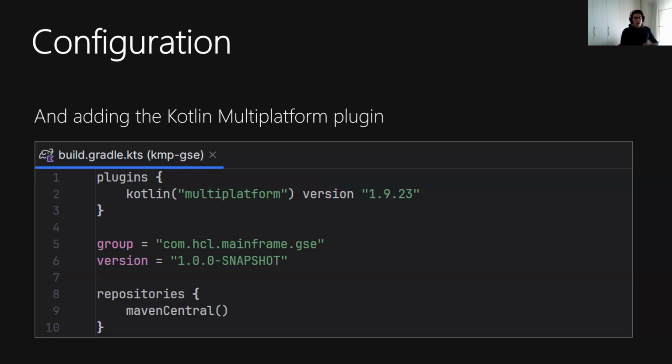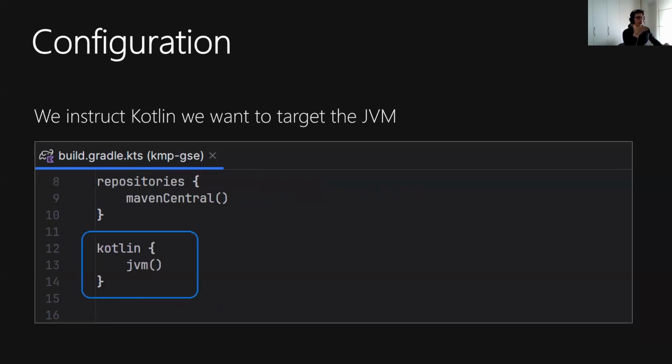So since we are most comfortable with the JVM, let's target that one first. And that's how you do it. It's extremely simple, just 3 lines inside of our build script. And we are pretty much ready to code now, because Kotlin knows that it has to compile our code down to bytecode.